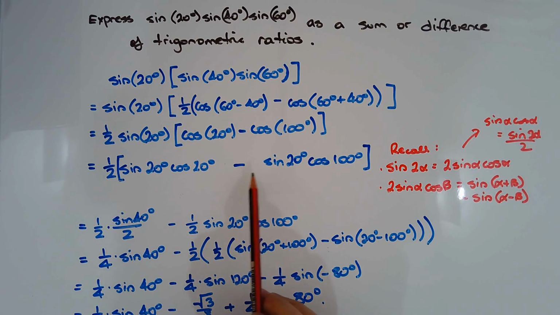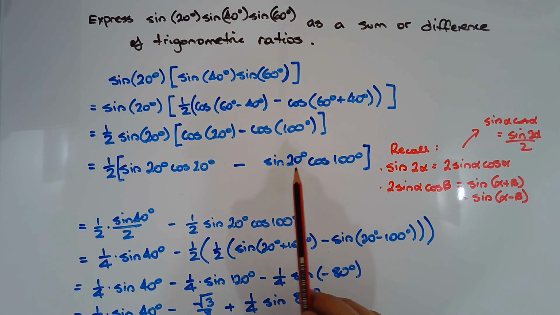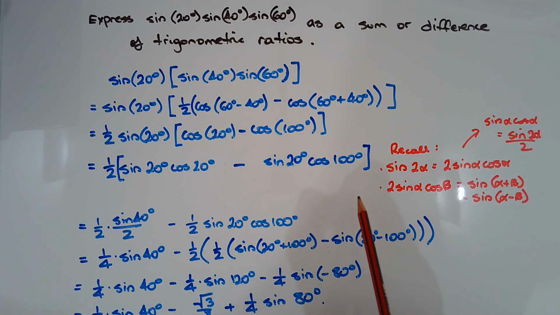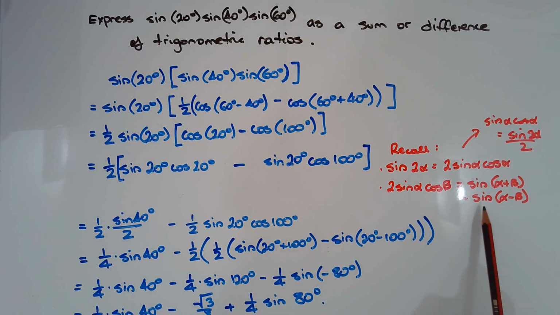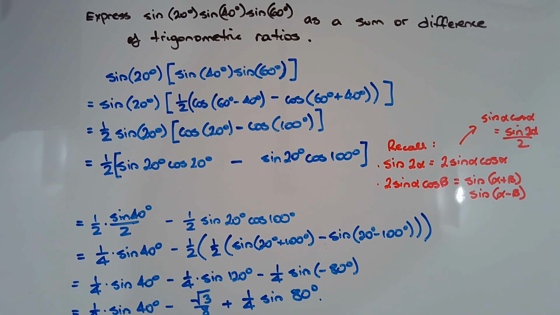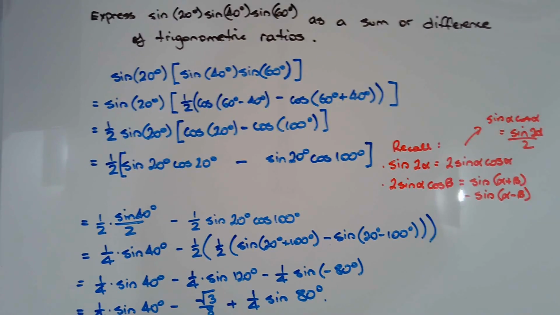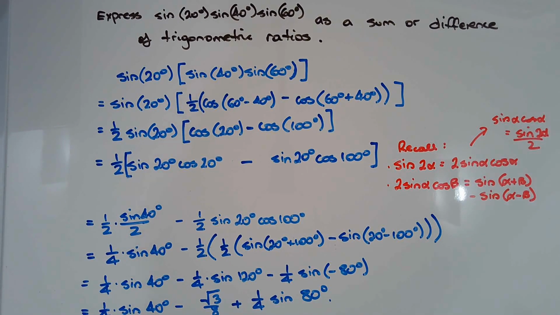But then we have a negative sine 20 cos 100. So this is a sine A cos B case. A sine A cos B case can be expressed as a difference of sines. Sorry, there's a bit of a reflection there. Okay, move that over just a bit. So that's a difference of sines. So I'll just go back over this line again. We have half times sine of 40 on 2 minus half sine 20 cos 100.